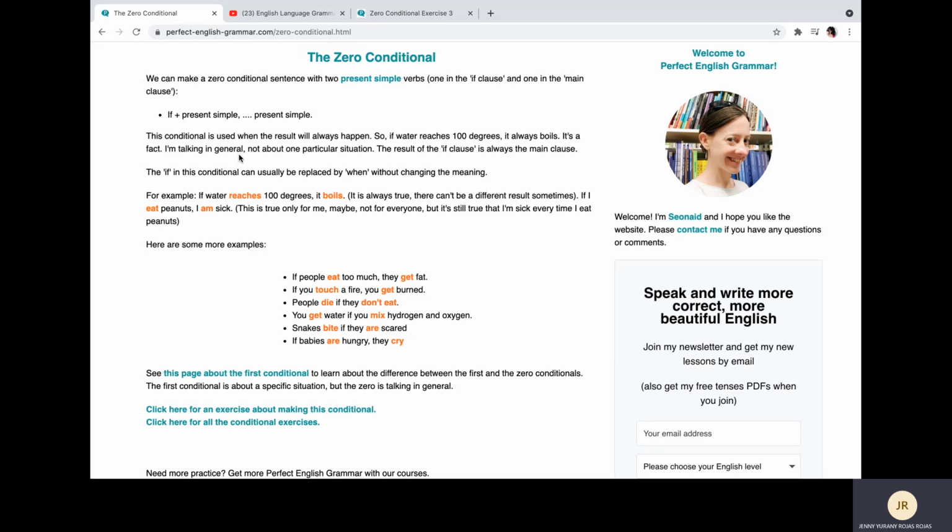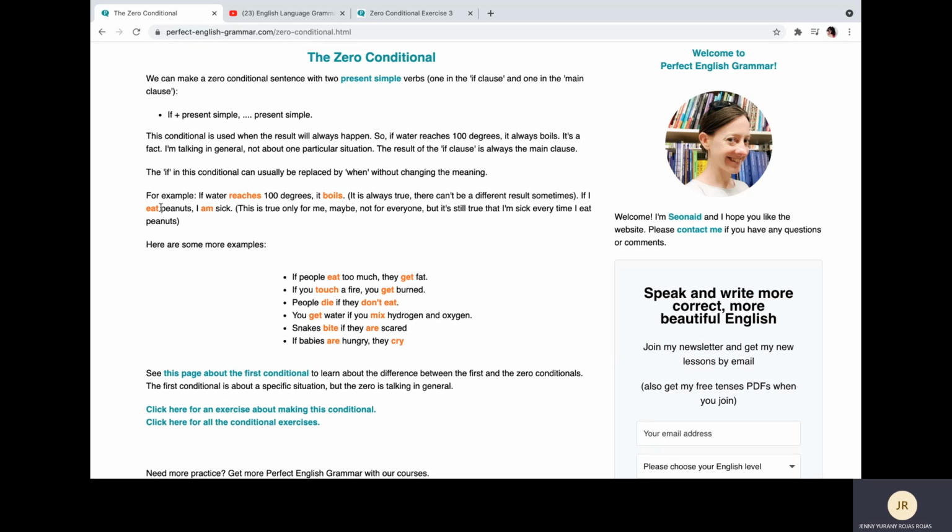I'm talking in general, not about one particular situation. The result of the if clause is always the main clause. Entonces el resultado de una if clause pues siempre va a ser la main clause, como esta parte principal. The if in this conditional can usually be replaced by when, entonces podemos reemplazar if por when sin cambiar el significado. For example, if water reaches 100 degrees, it boils. Esto es siempre verdadero.